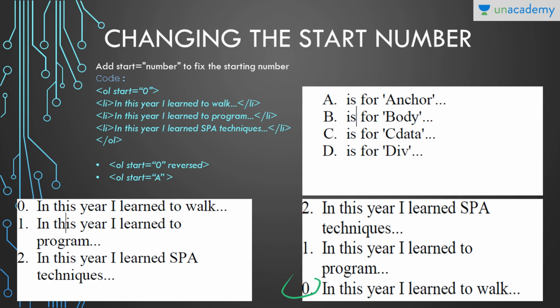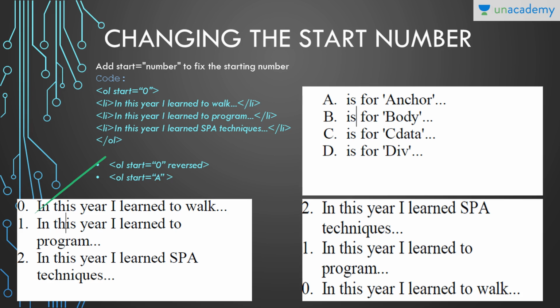So I will simply use another attribute, which is reversed. This is a very simple syntax. We will use the ordered list starting tag and then write reversed, and in this way you can get this output and simply reverse your ordered list.